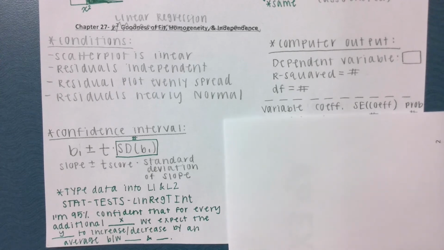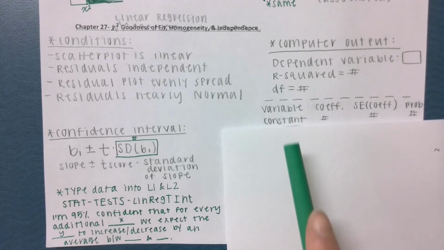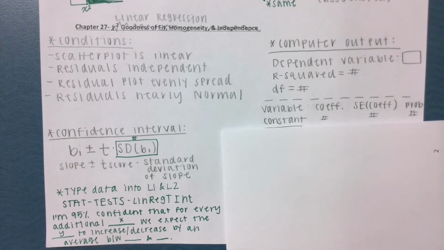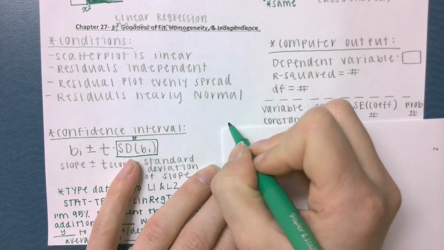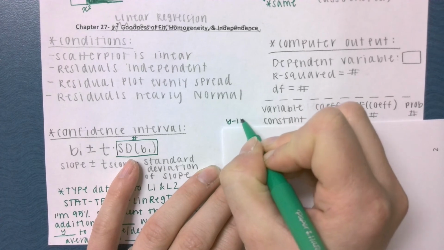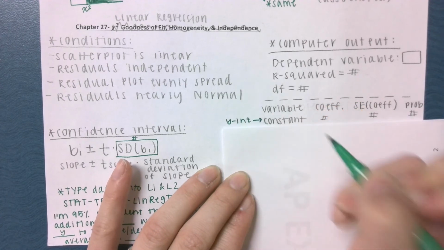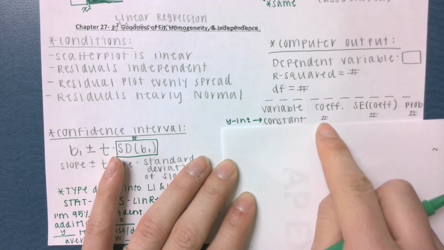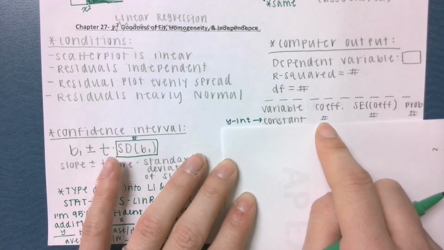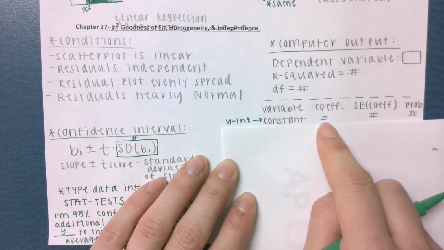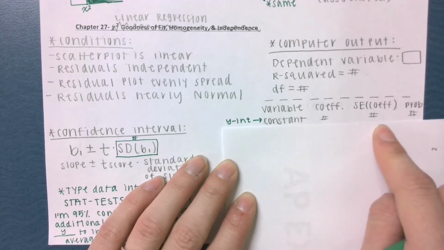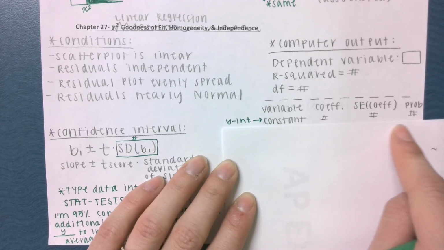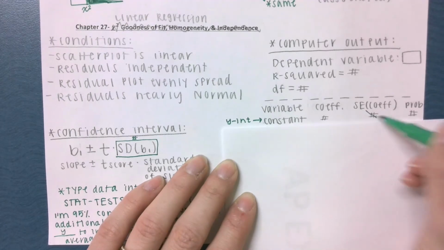After those headings, you're going to see two rows. The first row is usually the constant. This constant is your y-intercept. So this is giving you all kinds of information about the y-intercept. Under coefficient, this is the actual y-intercept. So whatever number you have here is the y-intercept. This would be the standard deviation of your y-intercept, and the probability, chances are we will not use that.